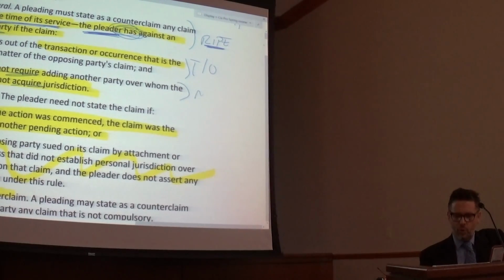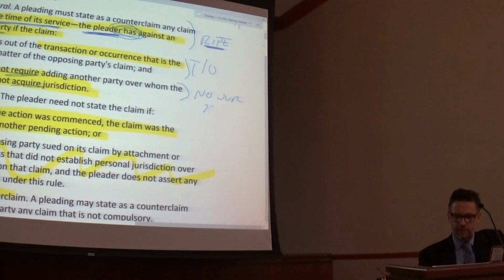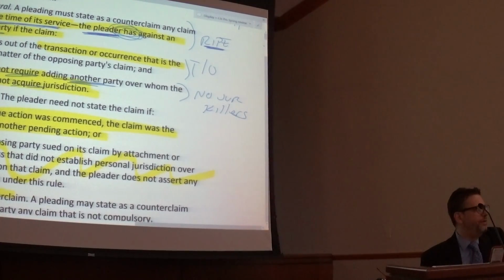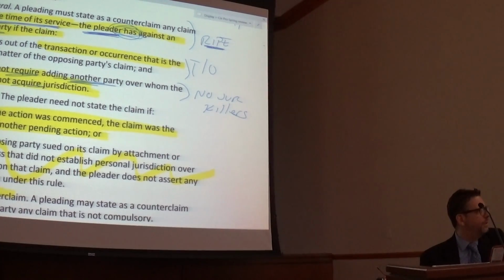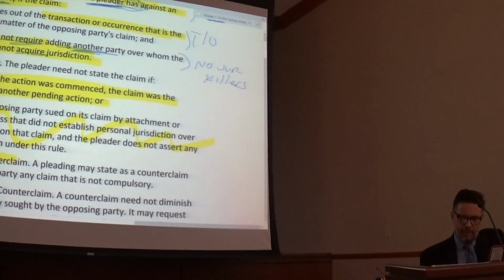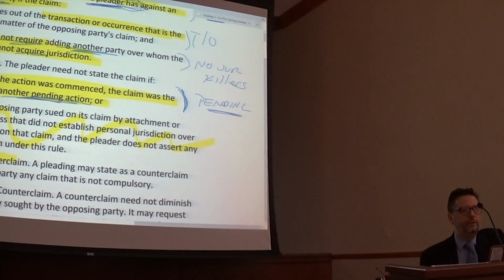We've got no jurisdiction killers here, right? So for example, if you have to add another party that's going to destroy diversity jurisdiction, then the counterclaim is not compulsory. If the party to be added would lack PJ, then the counterclaim is not compulsory. Finally, a counterclaim is not compulsory if it's pending in another action.